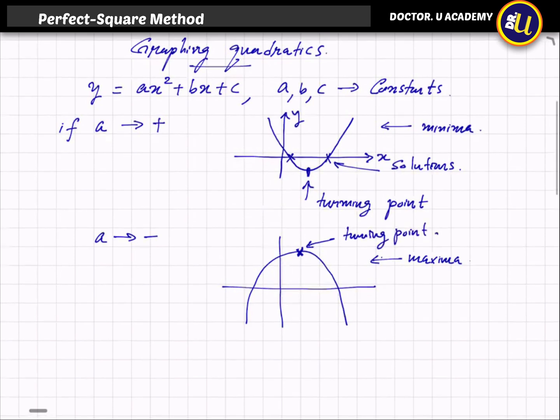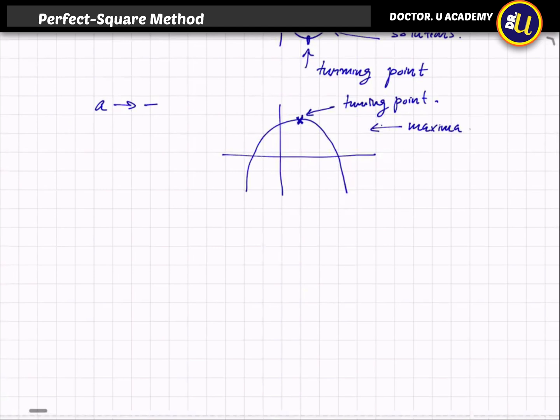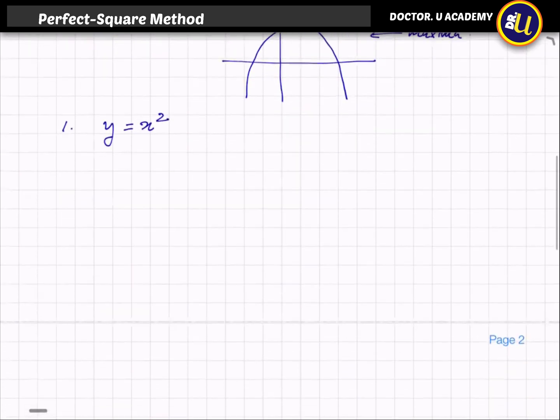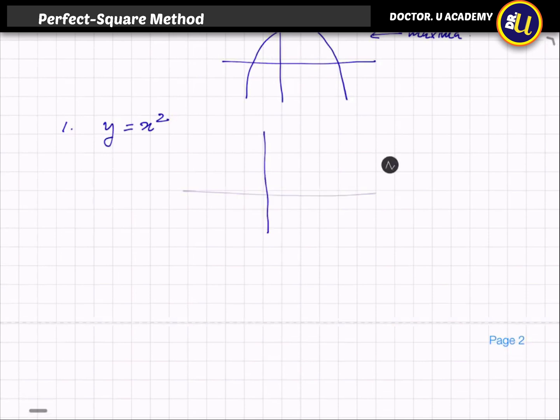Now we will consider an example. Suppose you have y is equal to x squared. How does it look? It looks like this. Now here you have 1 and that is plus 1. So it's a minima, and the minimum value would be 0. So 0, 0 is the turning point for y is equal to x squared.